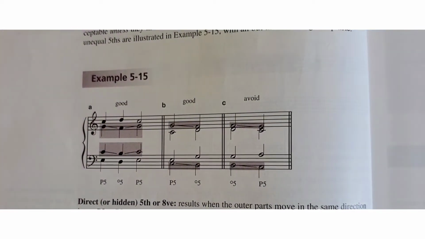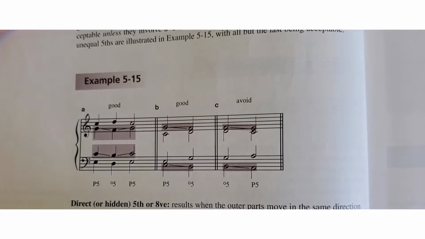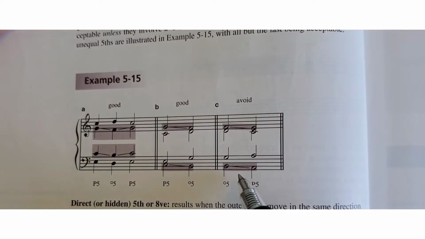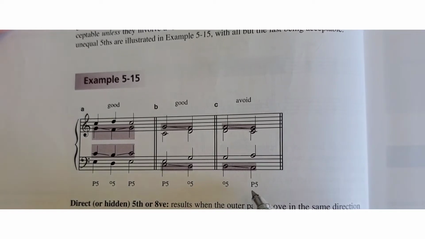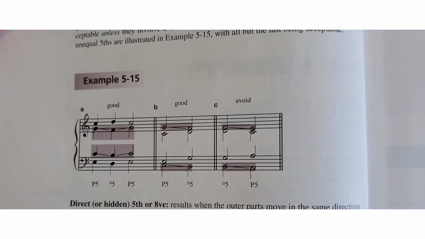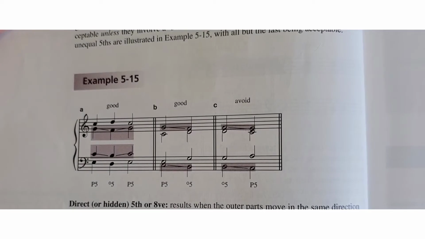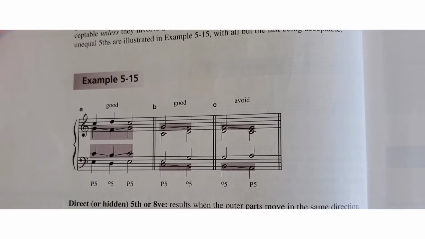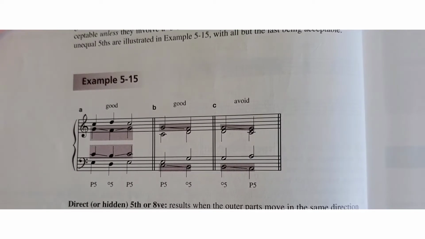So just to reiterate the rule and what it says, avoid unequal fifths, and that is when a diminished fifth goes to a perfect fifth with the bass. So you're looking between the bass and the soprano, bass and alto, or bass and tenor.